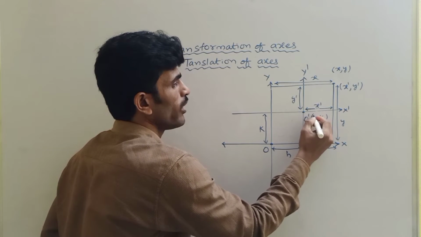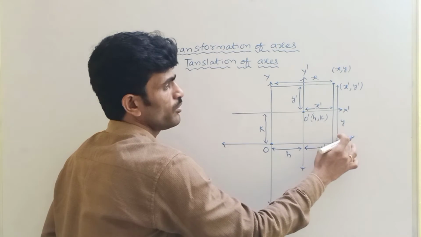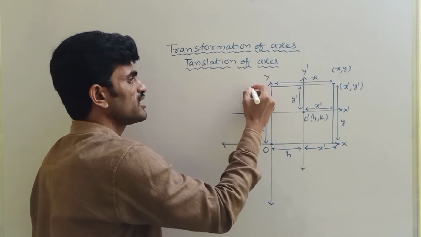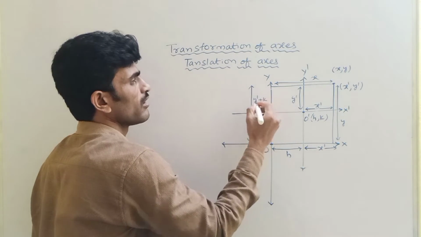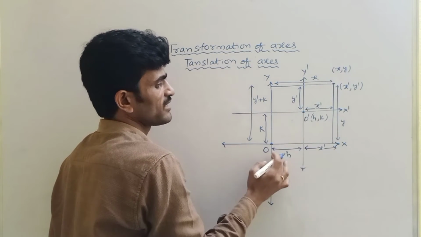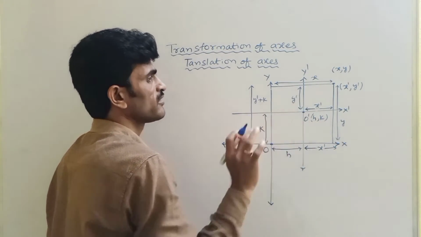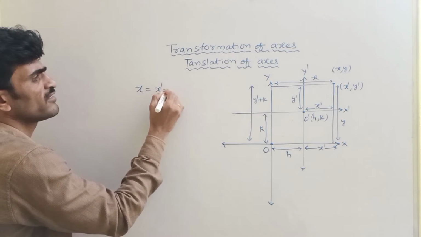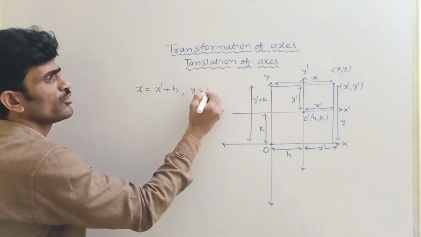Similarly, y is the total distance from here to here. From here to here it is k, and from here to here it is y dash. So the total distance is y dash plus k. So the original coordinates are x equal to x dash plus h, and y equal to y dash plus k. Like that we get the formula: original coordinates equal new coordinates plus new origin.